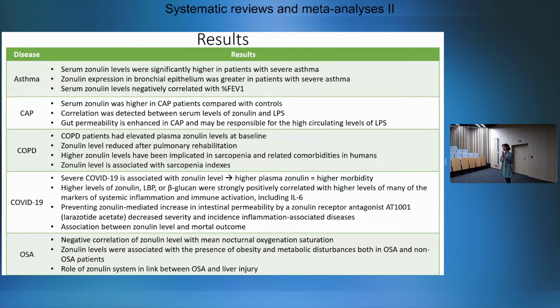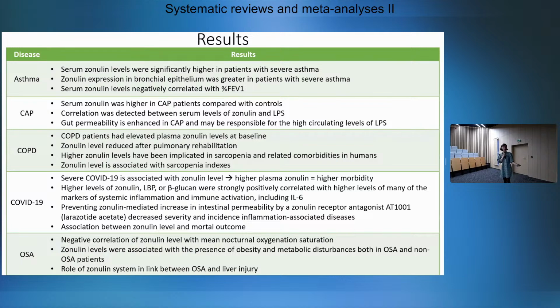This is the summary of results out of all of the articles that we compared. We decided to stick with asthma, community-acquired pneumonia, COPD, COVID, and obstructive sleep apnea. And overall, serum zonulin levels were significantly higher in patients with any of those diseases. In terms of COVID, I found that most fascinating because this was also correlated with interleukin-6. So essentially, the higher level of zonulin corresponded to the marker of systemic inflammation, because since it regulates intestinal permeability, the higher the level, the more permeability to different pathogens as well, and those markers of inflammation.